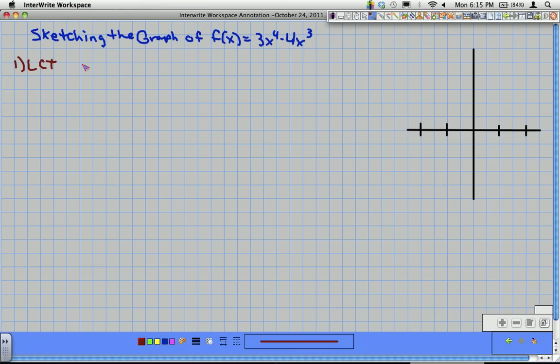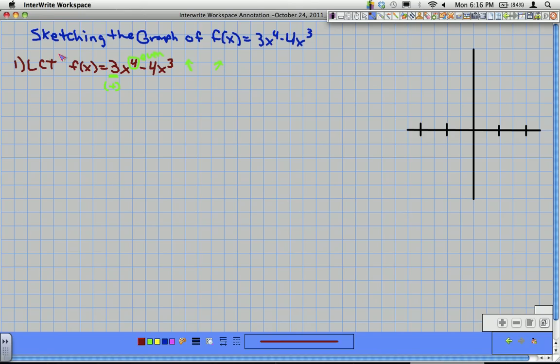So on this one, f of x equals 3x to the fourth minus 4x to the third. The only parts that really matter as far as our lead coefficient test are our lead coefficient and the exponent that goes with it. So in this case, our lead coefficient is positive and the fourth power is even. So that's going to tell us positive and even. It's going to give us an end behavior where both sides are going to go up. So that's the first thing that we want to look at.